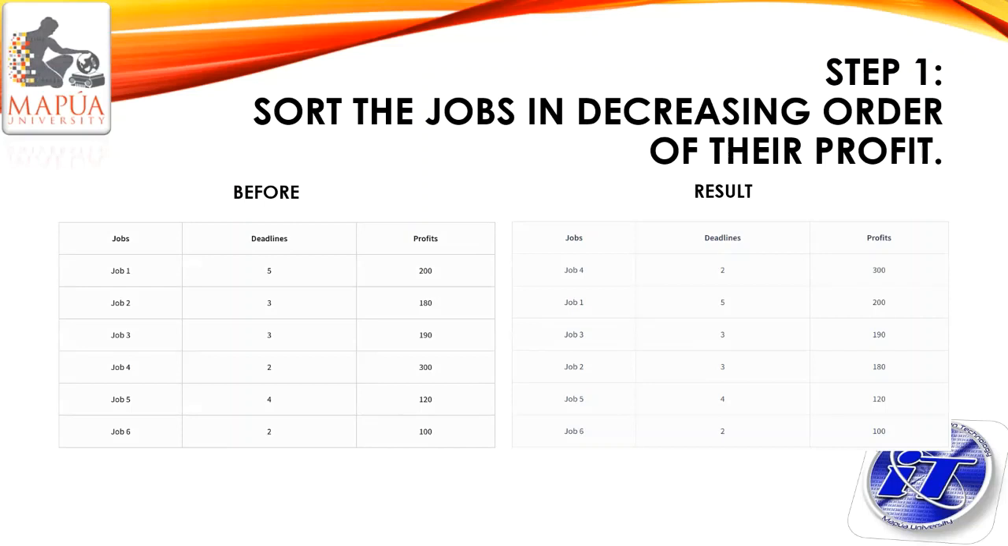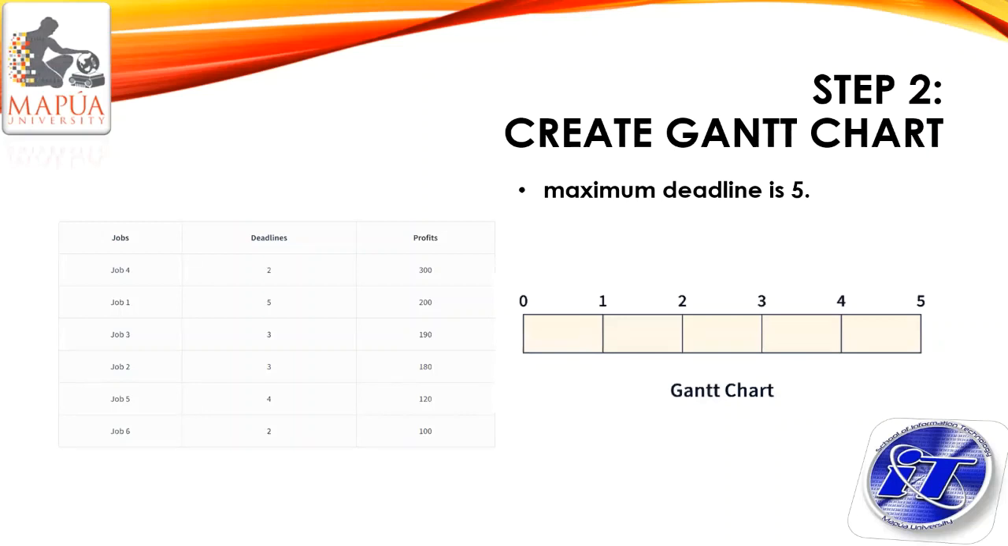After organizing our jobs based on the profit, now we're going to determine the Gantt chart. The Gantt chart is based on the highest deadline, which is 5. So it means we have 5 slots. From there, after determining the size of the Gantt chart, we allocate first the highest profit, which is job 4. The deadline is 2, so we put it in the second slot.